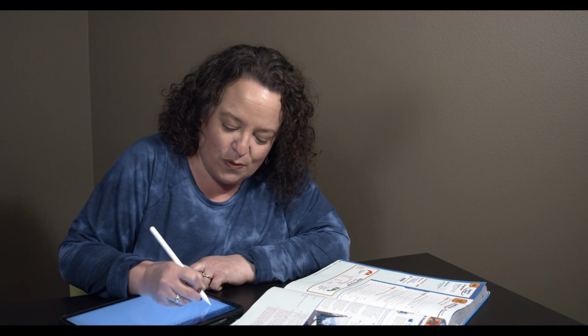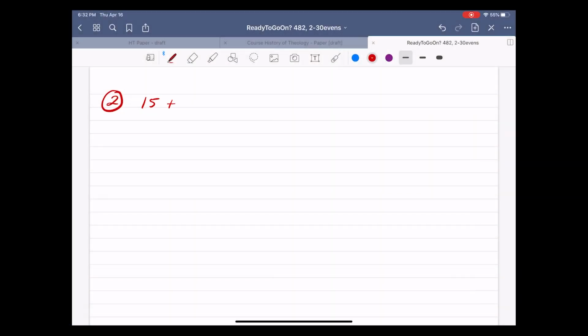Number 2. First, we're going to write down the problem. Number 2, 15 plus y over 3 equals 6. Our variable is y. We're going to want to subtract 15 from both sides, but first I'm going to make sure I write it twice. I'm going to subtract 15 from both sides. 15 minus 15 is 0. I'm left with y over 3 equals 6 minus 15.